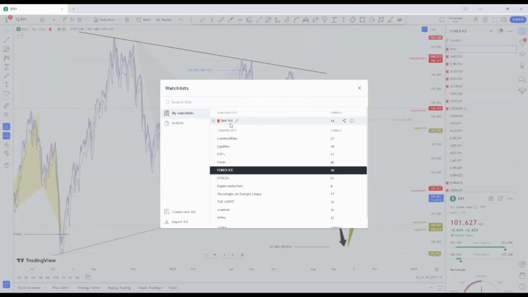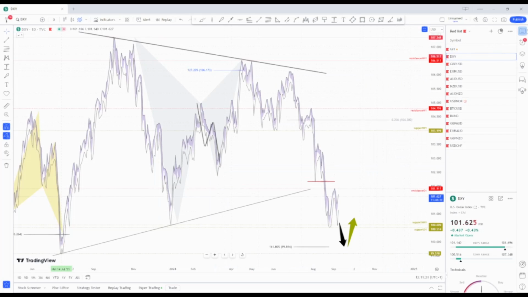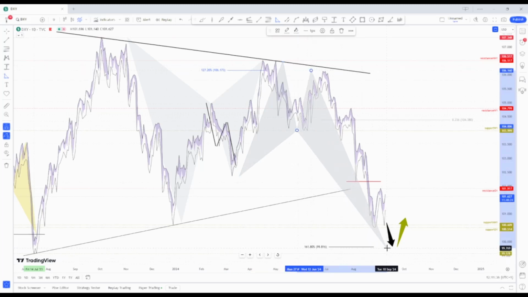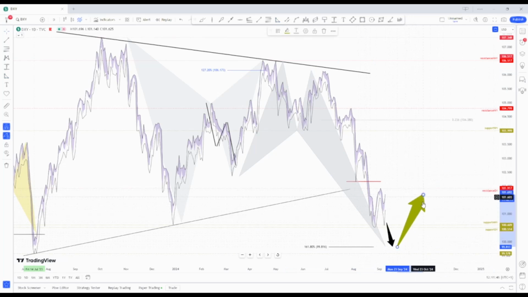Let me change to my red list. Let's start with the Dixie. I was tracking the possibility, and I still track the possibility of a bullish crab pattern. This pattern will unfold if the price breaks the recent support level. So we need to see a violation of these 101.51. If the dollar finds a way to form this sequence, it may offer a nice opportunity to trade higher. At this point, I think the market is consolidating.